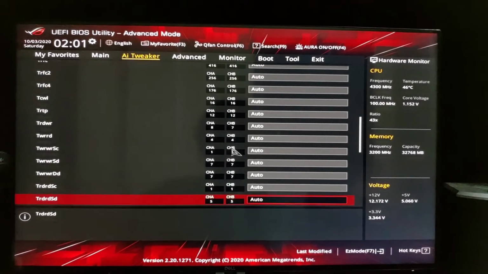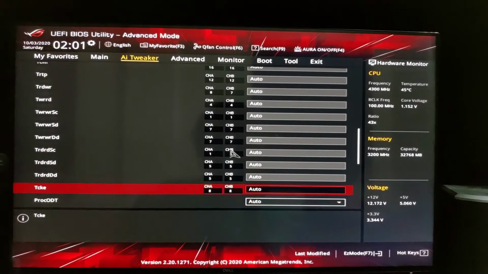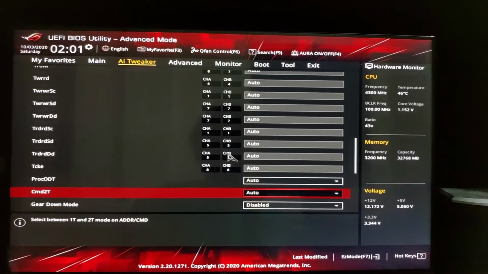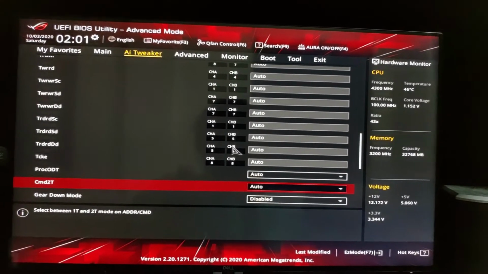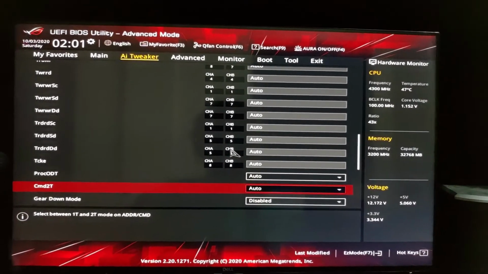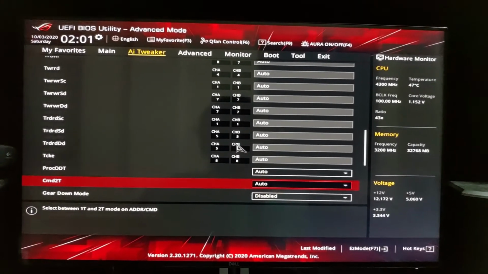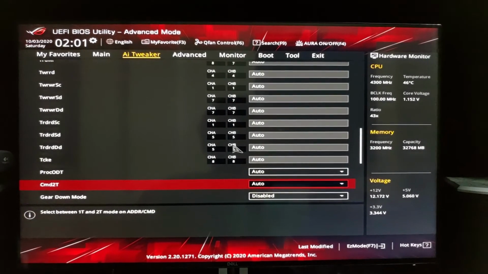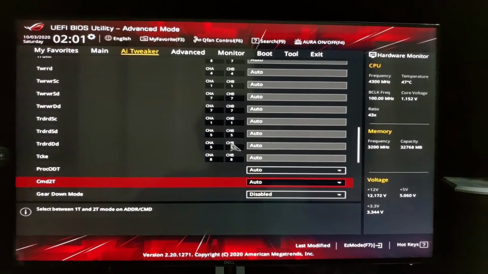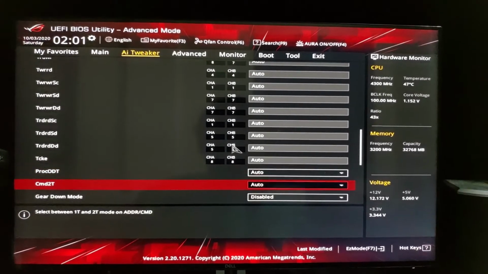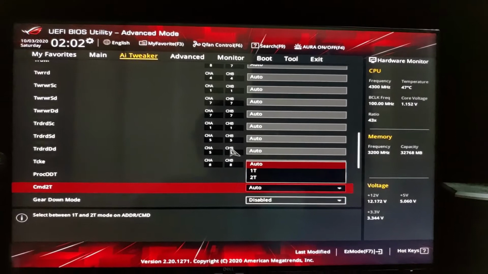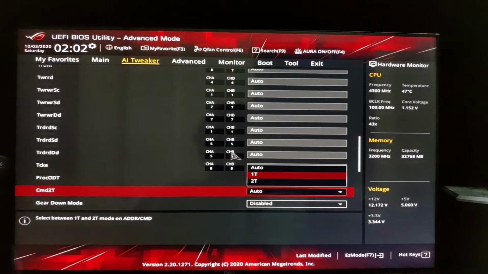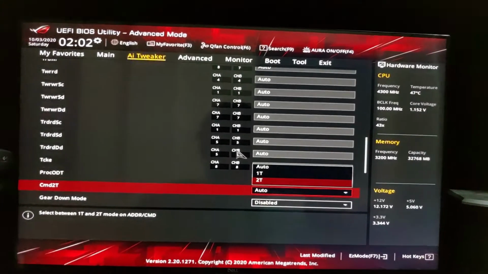Another thing you want to keep an eye on is the command rate, or TRC, sorry. In my motherboard, it is mentioned as CMD 2T. So here's what it does. This is the command rate, the rate at which the RAM is commanded to do certain operations. This is 1 clock cycle and this is 2 clock cycles. So 1 clock cycle is faster than 2 clock cycles.